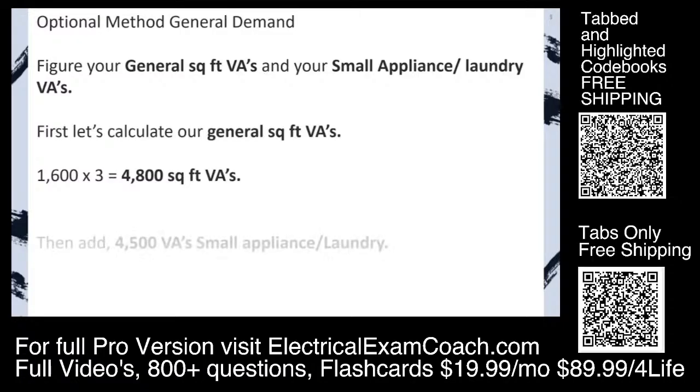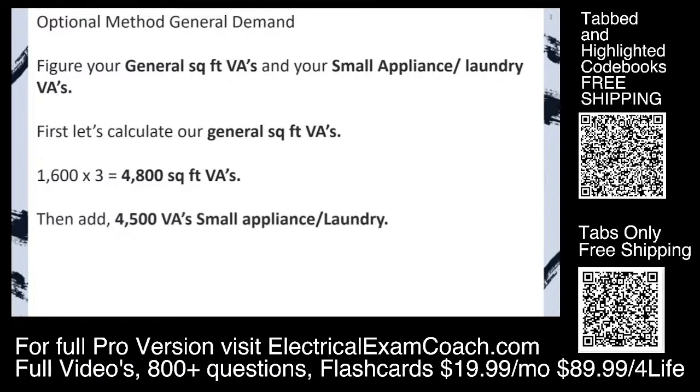That gives us 4,800. Now we need to tack on our 4,500 for our 2 small appliance and 1 laundry, just like we did before. Now we total them all up. The only difference is that we do not apply any demand factors at this point. We're going to apply a general demand factor later.